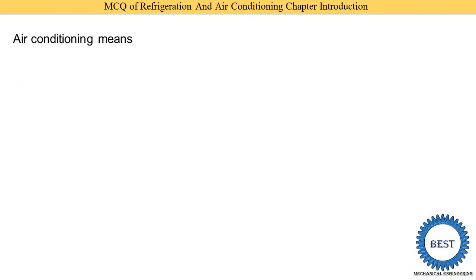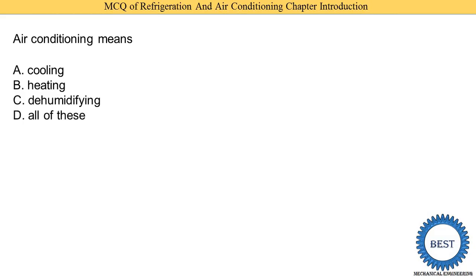Second, air conditioning means option A, cooling, B, heating, C, dehumidification, and all of this. Now the function of the AC is not only to cool. In some foreign countries outside of India, AC is also used for heating. Okay, in our India, the air conditioning is generally used for cooling and the dehumidification process. So it is also used for heating. Means answer is option D, all of this.